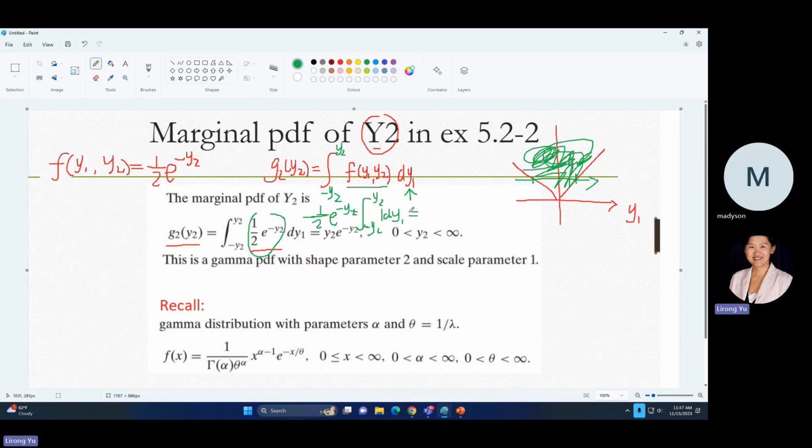So if you integrate 1, then the antiderivative will be y1. Plug in y2 and negative y2 for y1, and this entire integration is 2 times y2. So y2 minus negative y2, so it's 2 times y2. So you got 1/2 e to the negative y2 times 2y2, and cancel one of the 2s. That's why the final result for the density is y2 times e to the negative y2.